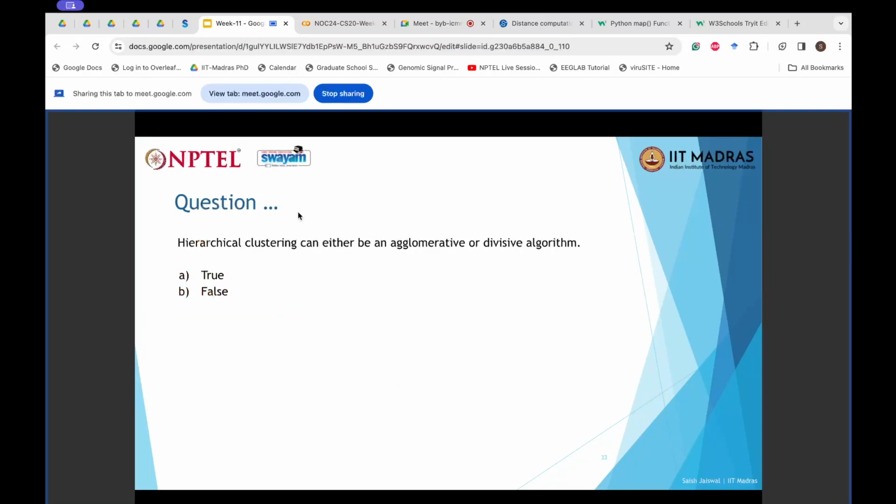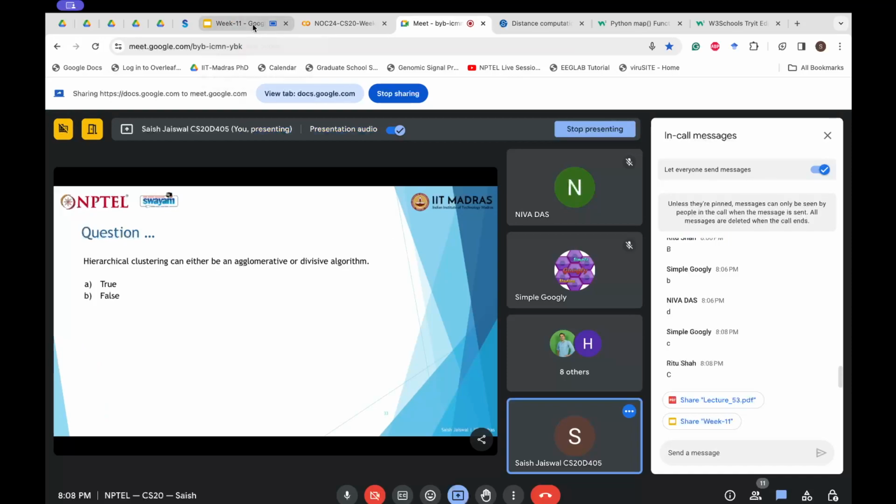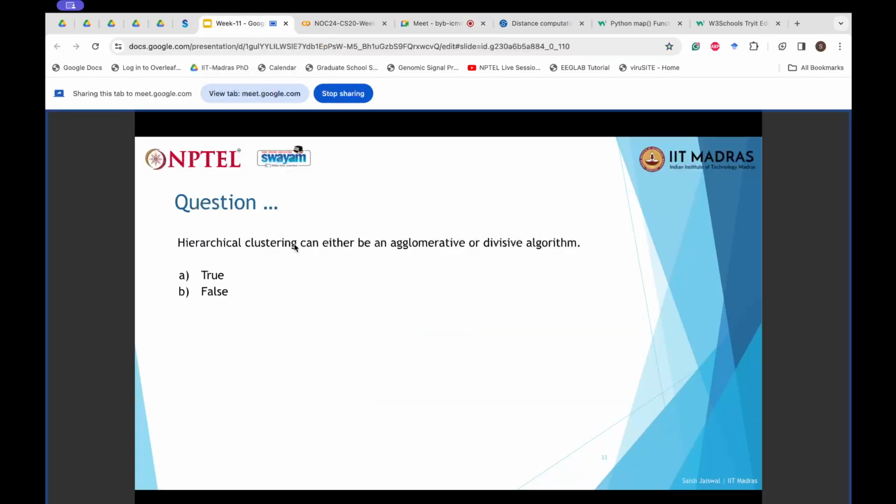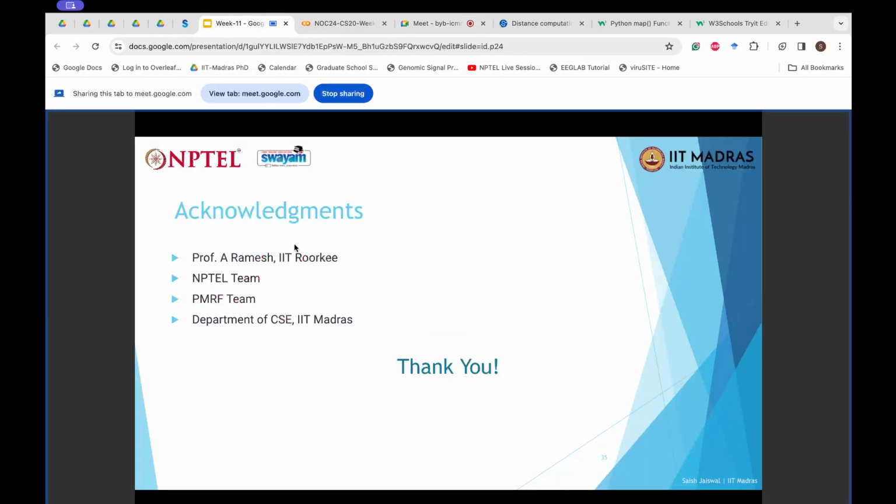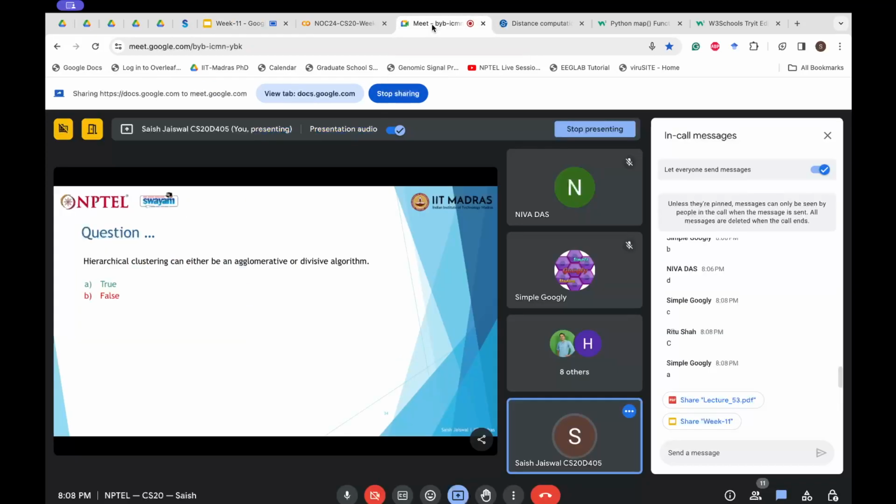Yeah, hierarchical clustering. Hierarchical clustering can either be agglomerative or divisive. Yeah, it's straightforward true.